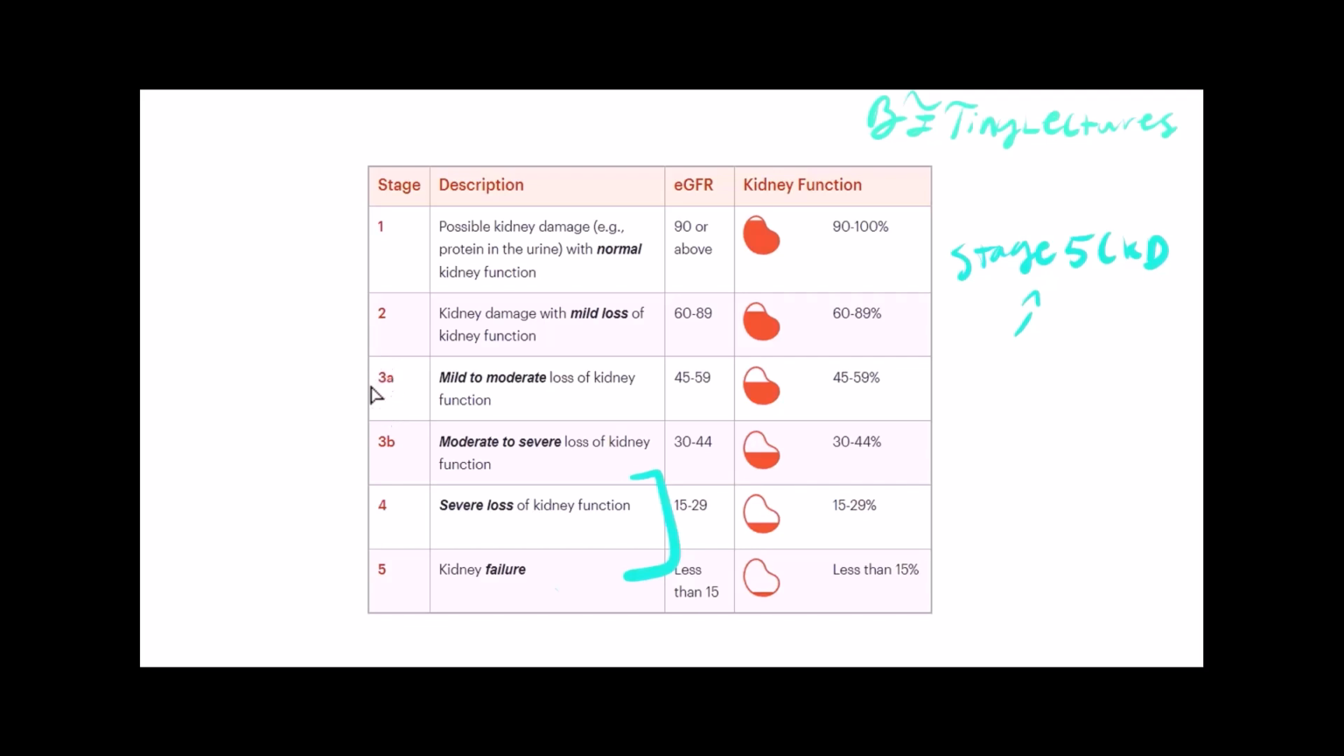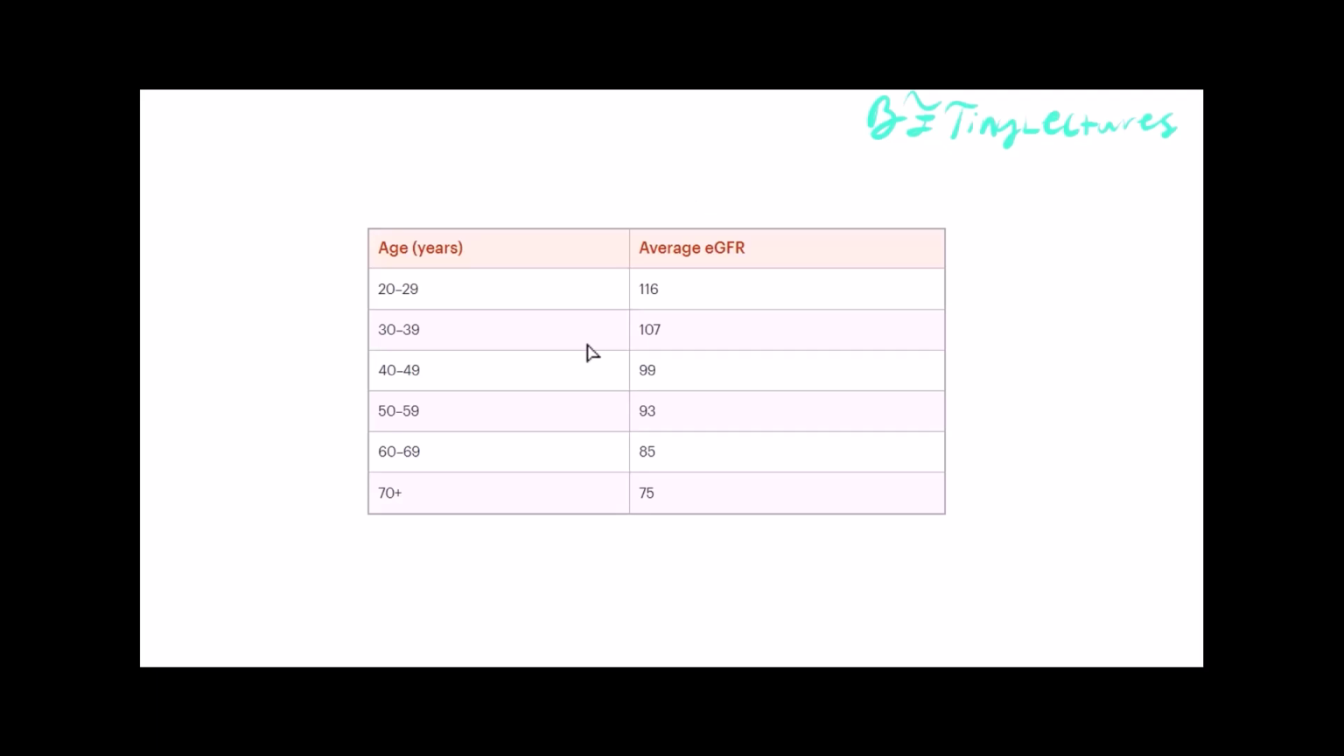So we have different ranges. We have stage 3A, stage 3B, stage 4, stage 5. Most commonly, you're going to see individuals with stage 3A chronic kidney disease. So that's usually between 45 and 59 eGFR. And this is a chart of the average eGFRs between the years. So I'm 22 years old right now, and I should have an eGFR above 100. As you age out, when let's say you're 70 years old, you should have an eGFR above 70.